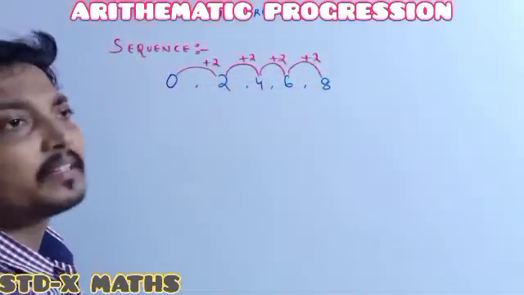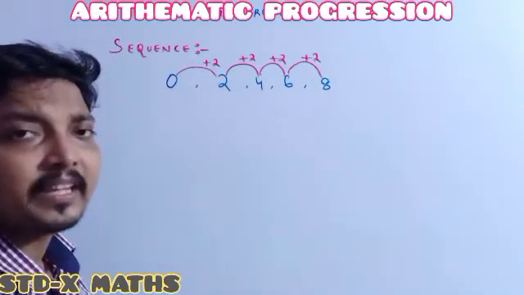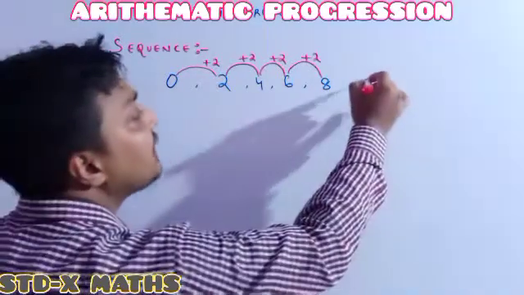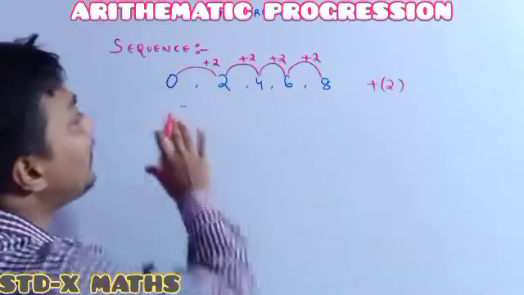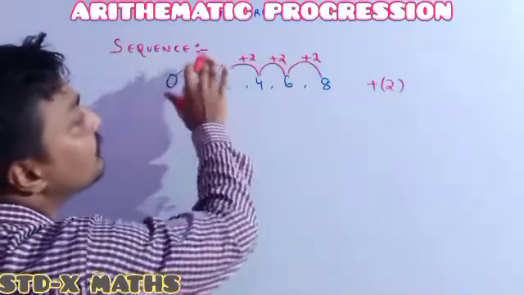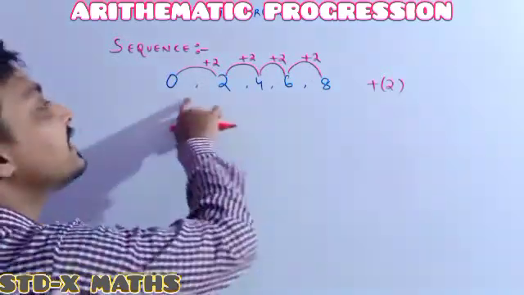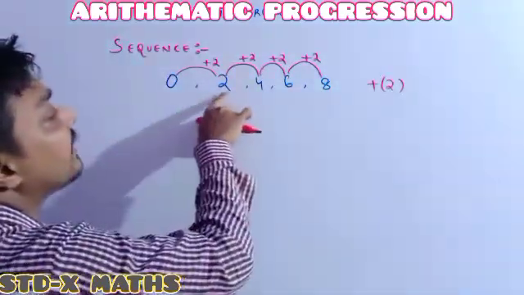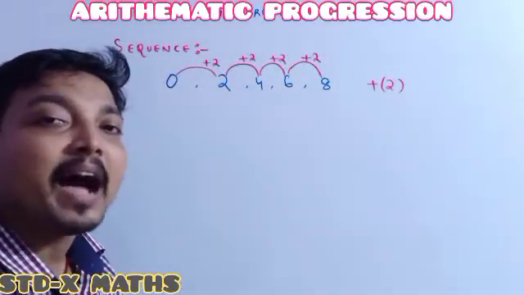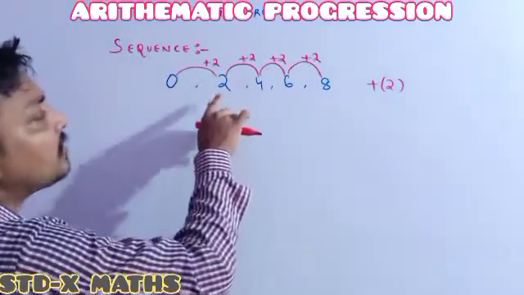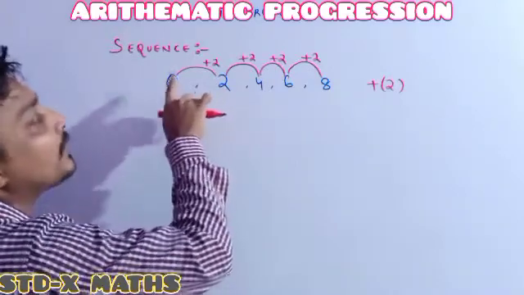So it means this is a sequence where the numbers are arranged by a rule. That rule is adding 2. Whenever you add 2 to any previous number, you always get the next number. And another important thing to remember: in a sequence, each number we can call a term. Here each term except the first term can be obtained by adding 2 to the previous term.